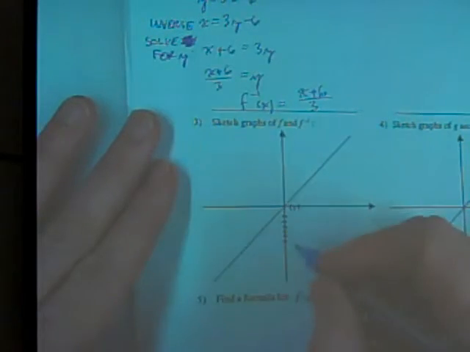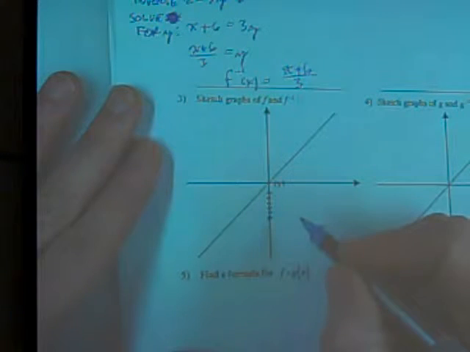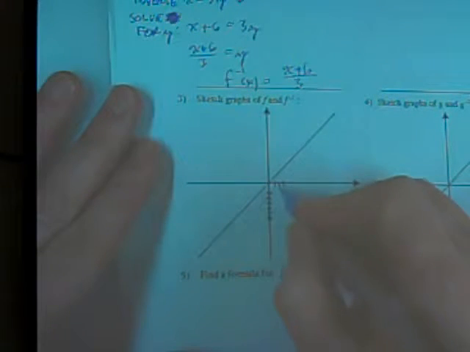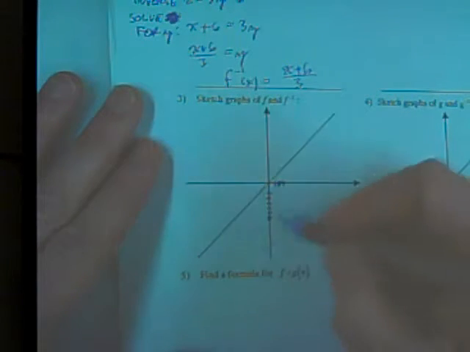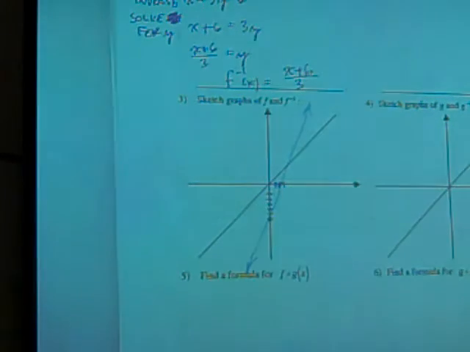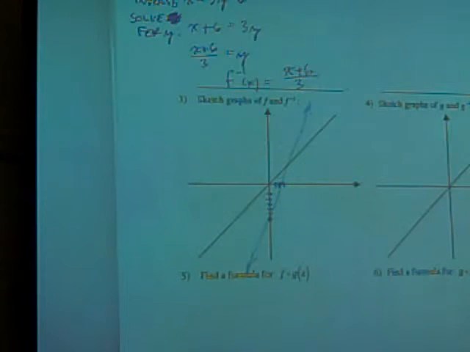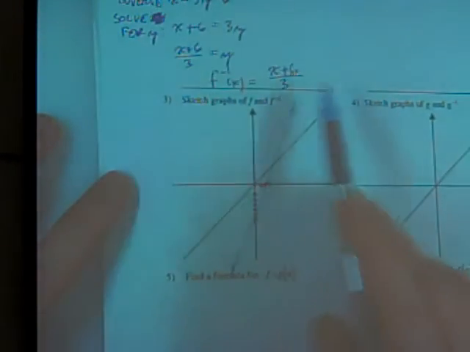That's a line, 3x minus 6, with y-intercept negative 6 and slope positive 3. Actually, I'd go through 0, 2. So a rough sketch of that line, very rough, is kind of like this. Intercept negative 6, slope positive 3. Okay, 3x minus 6. Now let me sketch f inverse.